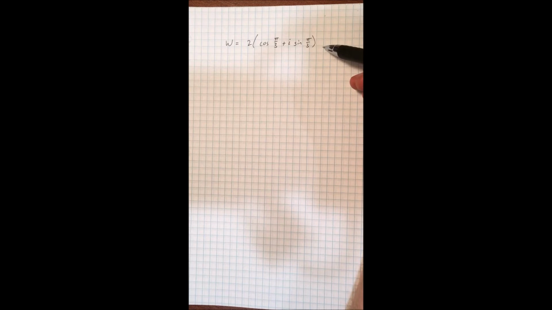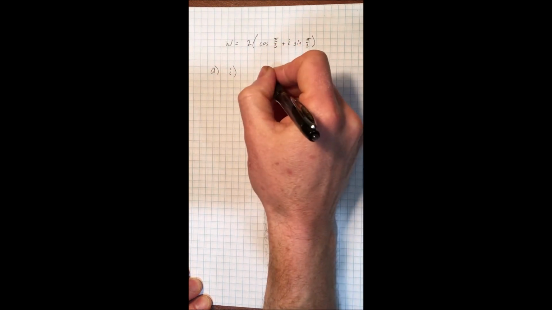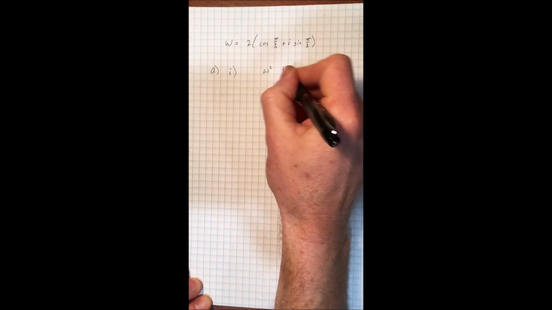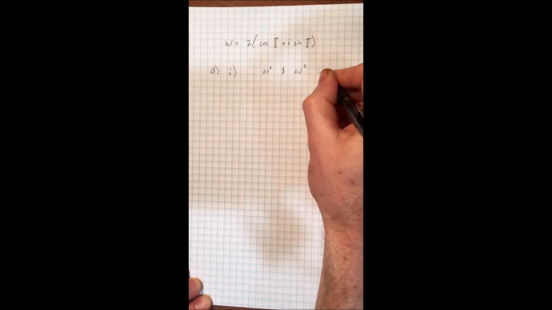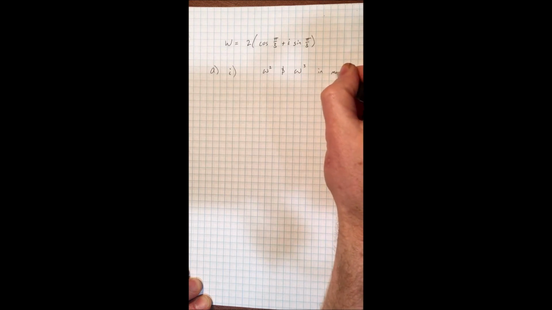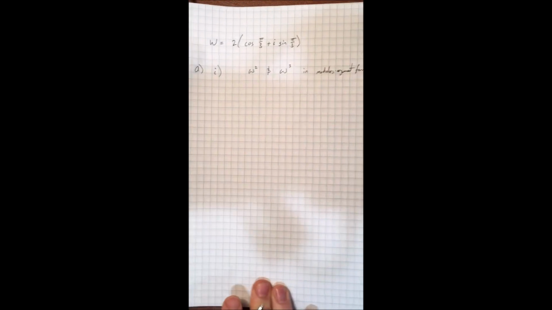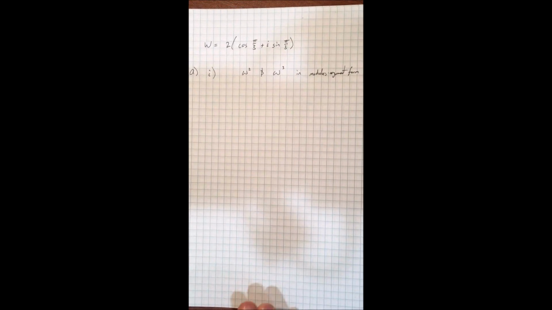In this first video, they've given you a number that they've called W. And in part A, they ask you to do two things. The first thing is to express W squared and W cubed in what they call modulus argument form. That's the first thing they ask you to do. Now, take a look at the formula sheet.